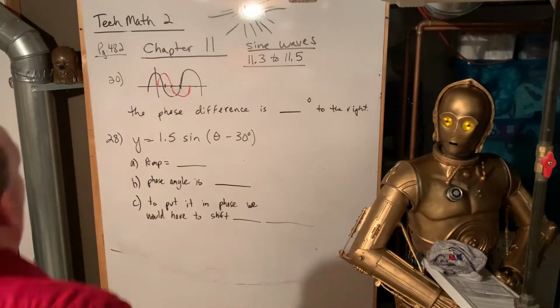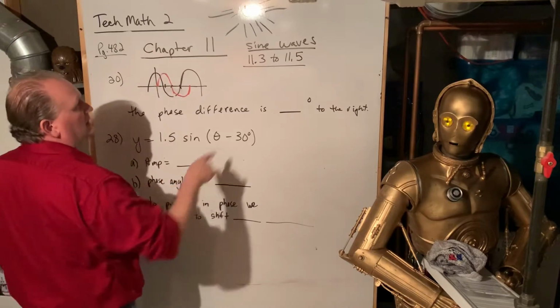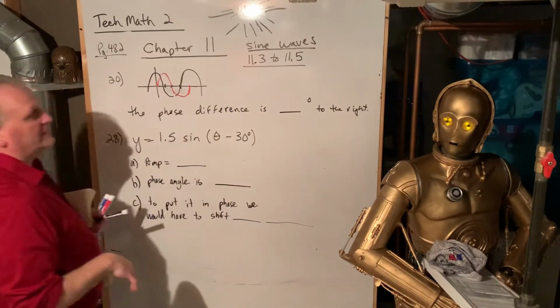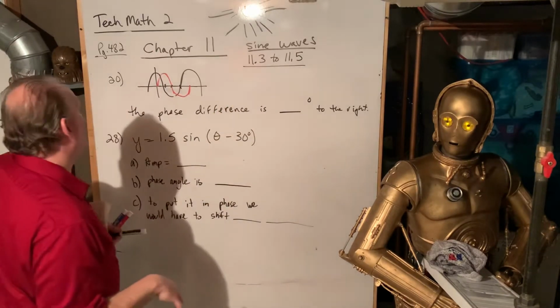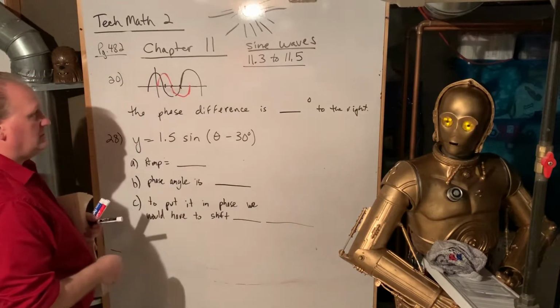Okay, we're back. It's Tech Math 2. We're looking at chapter 11 notes. We're looking at sine waves. We're going to go from 11.3 to 11.5. We're starting back off on page 482.